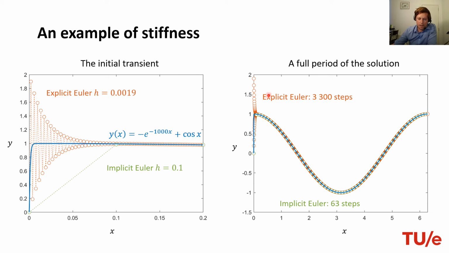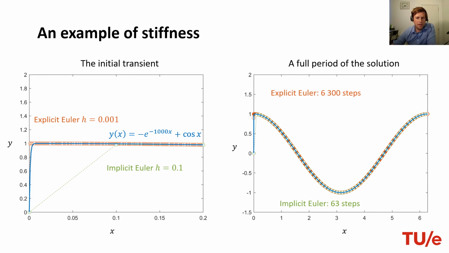Then we see that explicit Euler has this requirement that we need to take time steps of h below 0.002, which result in over 3000 time steps, or x steps in this case, to cover a full period of the solution. Whereas with implicit Euler, for an h of 0.1, we can do this in 63 steps. Now, if you want, you can also do this in 5 steps. It's unconditionally stable. Your accuracy of implicit Euler will go down somewhat when you take larger steps, but we would still get a stable solution for implicit Euler.